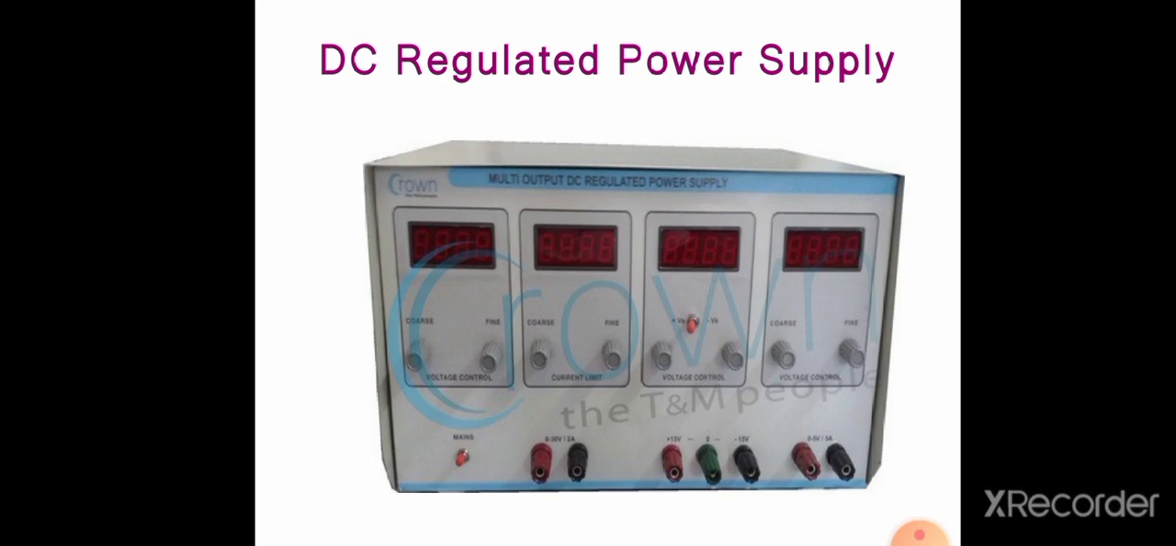Rectification is the process of converting alternating voltage or current into the corresponding direct quantity. The input of the rectifier is alternating voltage, whereas its output is unidirectional or DC voltage. The electronic circuit which carries out rectification is called a rectifier.